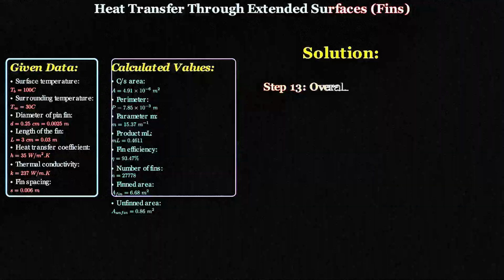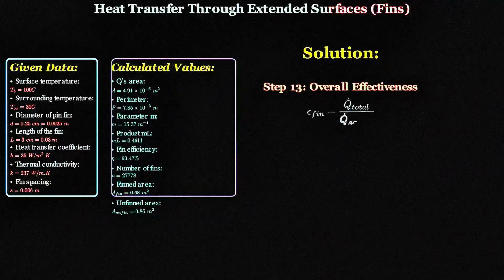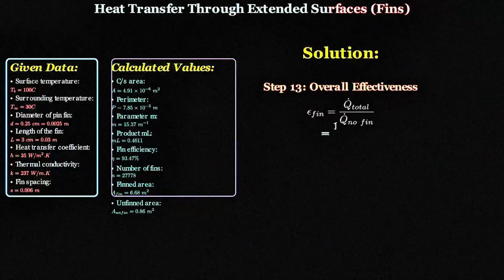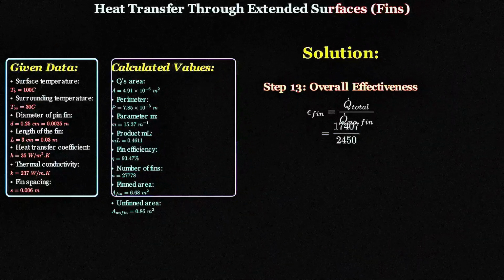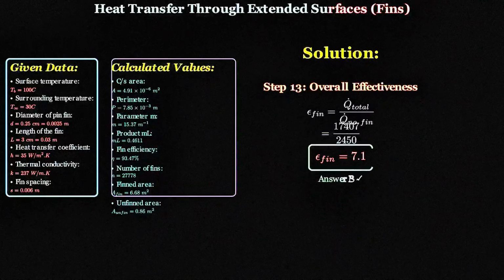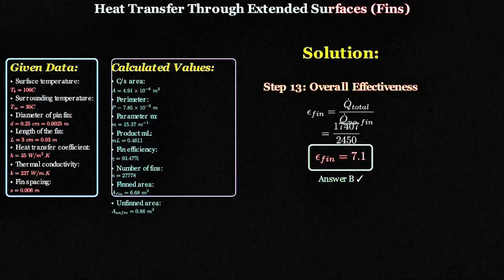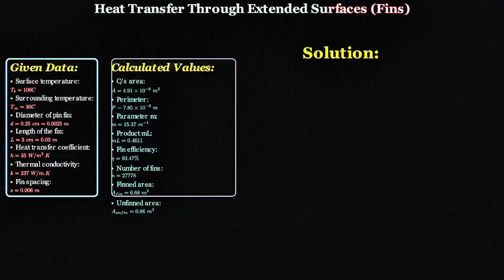Step 13. Calculate the overall effectiveness of the fins. This is answer B. The overall effectiveness, epsilon, equals Q dot total divided by Q dot no fin. That's 17,407 divided by 2,450. This gives us epsilon equals 7.1. This is our answer B. This means the fins increase the heat transfer by 7.1 times compared to having no fins at all. That's an excellent enhancement. Let's review our final answers.